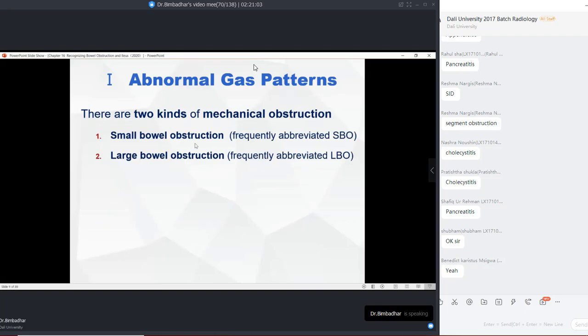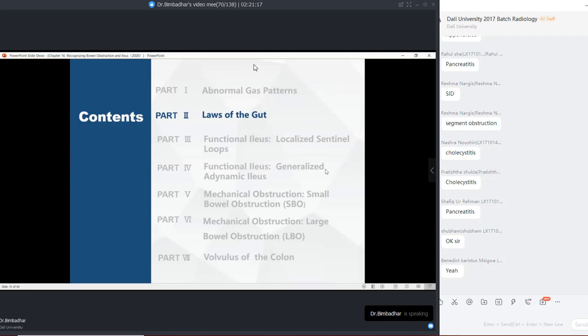So there are two kinds: small bowel. If it is happening in the small bowel, you call it small bowel obstruction, and if it is in the large bowel, you call it large bowel obstruction. Remember, they are called SBO and LBO. All right, now while you try to understand this, first you need to understand what exactly these loss of gut are.